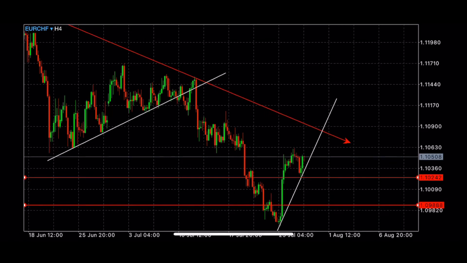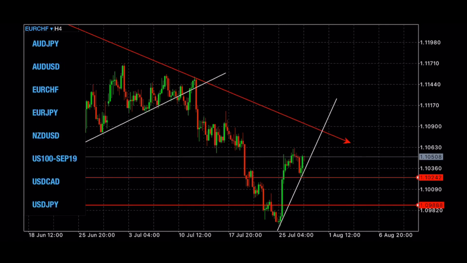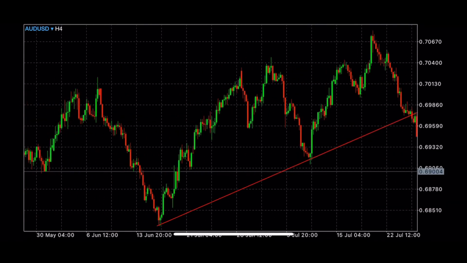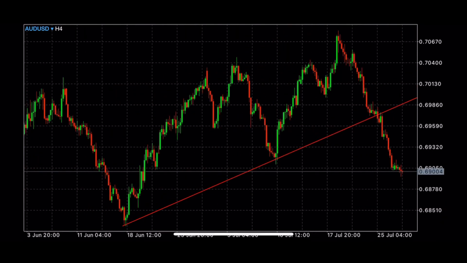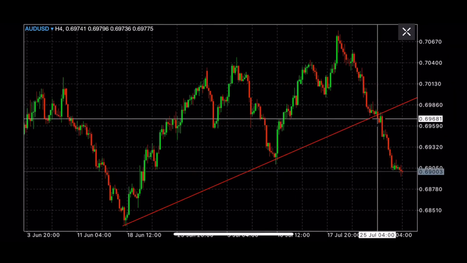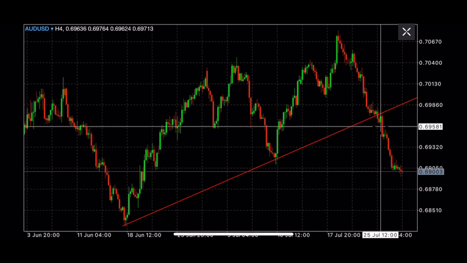fam. So let's take it to the next chart. So the next chart that we have is the Australian dollar. So we have the Australian dollar here. And as you can see, we're having an uptrend, which the price crossed at this area I'm highlighting right now.